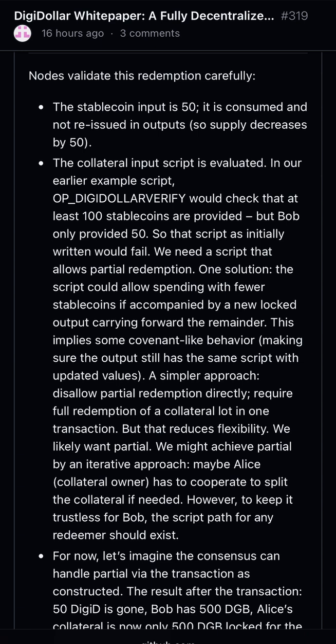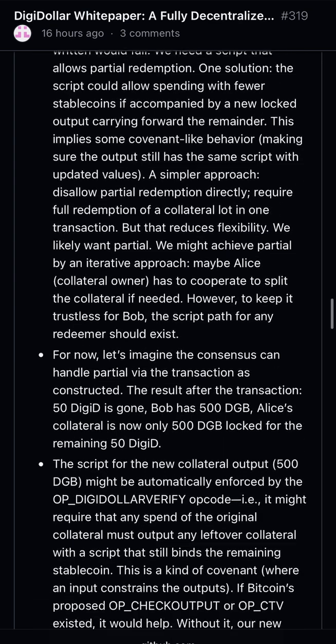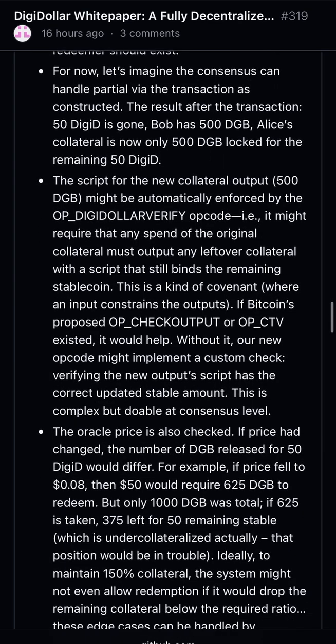We might achieve partial redemption by an iterative approach. Maybe Alice, the collateral owner, has to cooperate to split the collateral if needed. However, to keep it trustless for Bob, the script path for any redeemer should exist. For now, let's imagine the consensus can handle partial redemption via the transaction as constructed. The result after the transaction: 50 DigiDollar is gone. Bob has 500 DGB. Alice's collateral is now only 500 DGB locked for the remaining 50 DigiDollar.